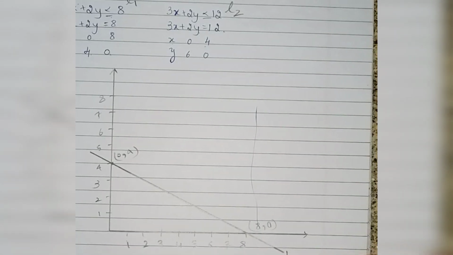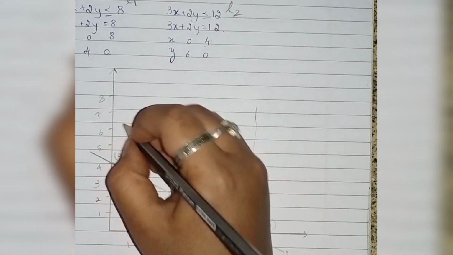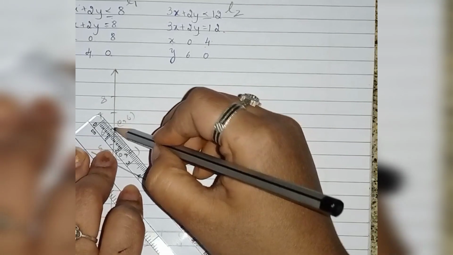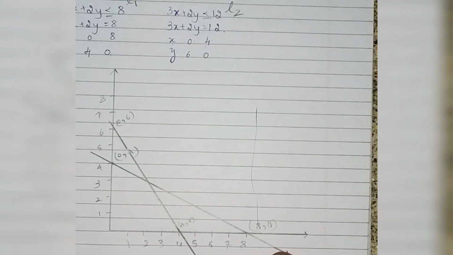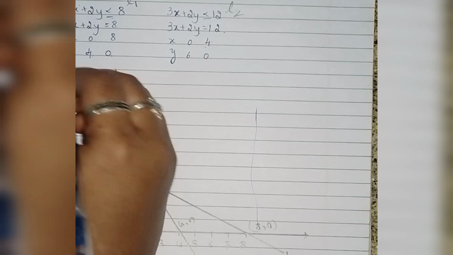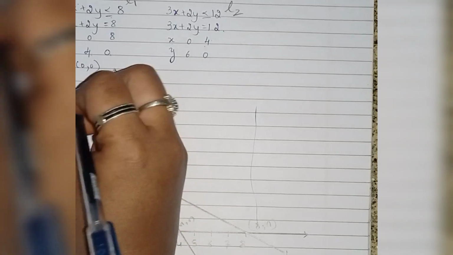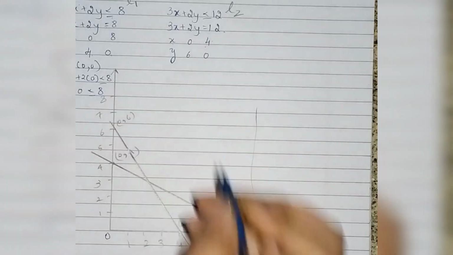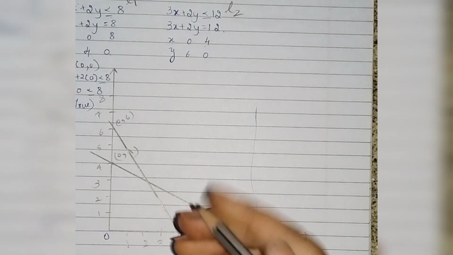Now, the points 0 comma 6 and 4 comma 0. Here is the line which passes through these 2 points. This is line 2. Now the same, we have to take a testing point for both. Testing point for this first one is the same, 0 comma 0 at the origin. So 0 plus 2 into 0 less than equal to 8. 0 is less than equal to 8, which is true. Therefore, the testing point is satisfied.